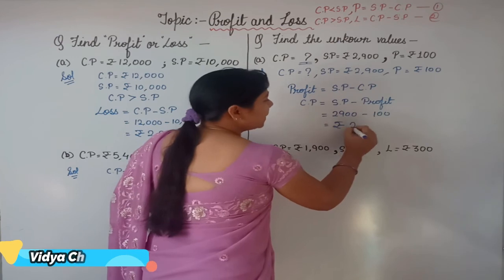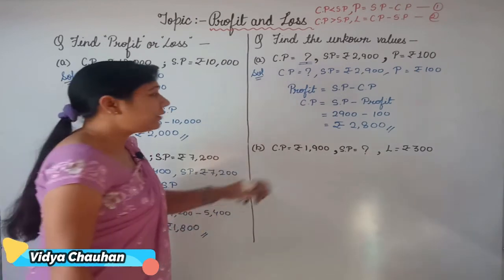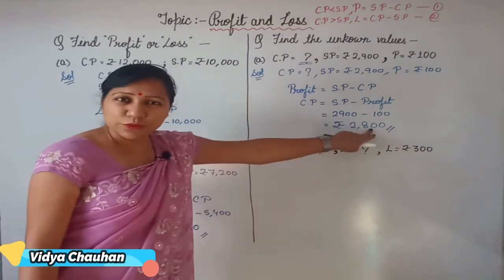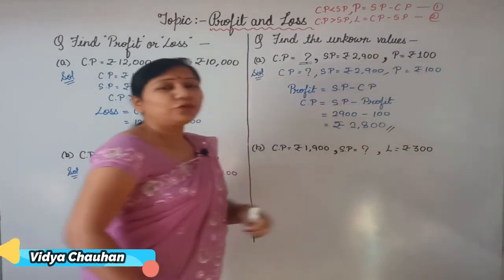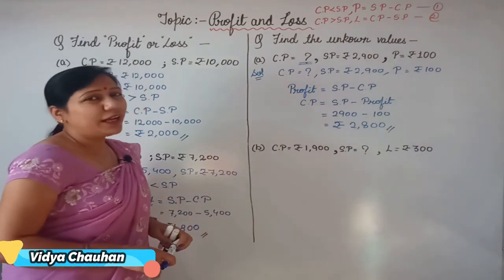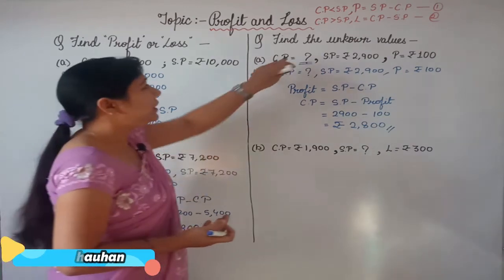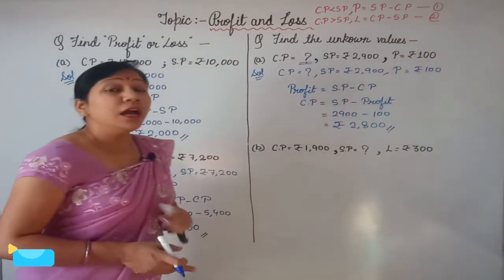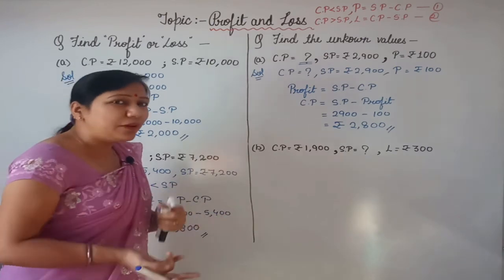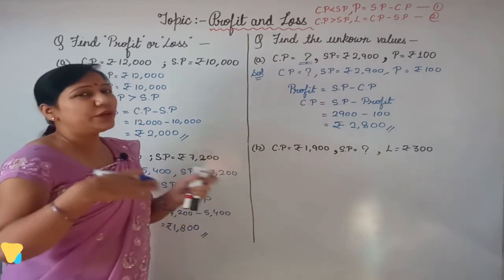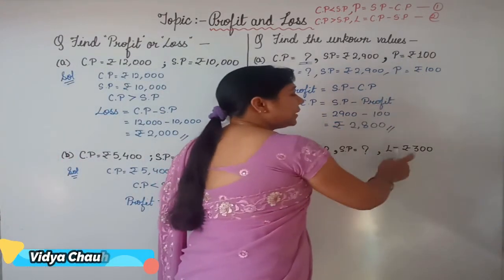So what is the cost price of the goods? The cost price of the good is rupees 2,800. That means the person purchased the good at rupees 2,800, sold it for rupees 2,900 and made a profit of rupees 100. So this is how you can find whether it is a profit or a loss. You can find all the terms: CP, SP, profit or loss. But remember one thing: in any question, it is not possible that for the same transaction there will be a profit and also a loss. Either it will be a profit or it will be a loss.